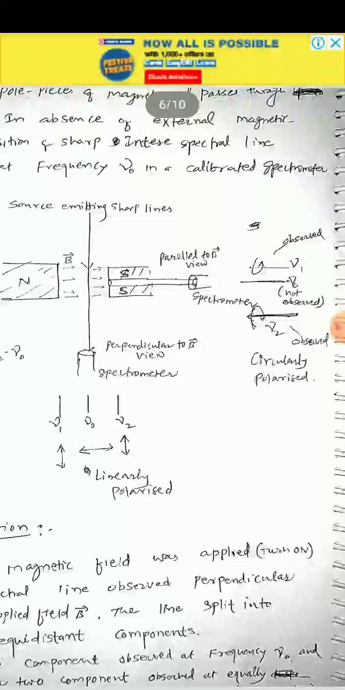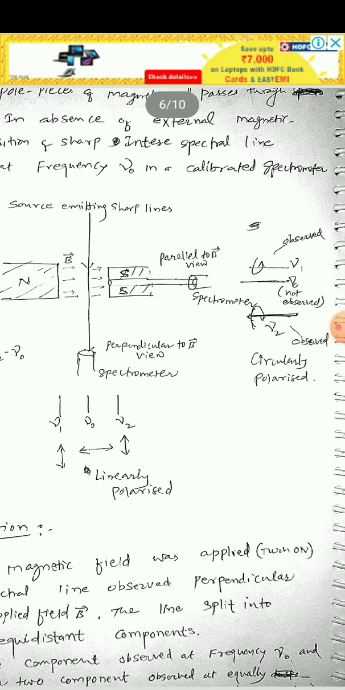when viewed parallel to the magnetic field. In this case two lines are clearly observed, at frequencies nu 1 and nu 2, and the nu naught frequency is not observed. If we take the difference between nu 1 and nu 2, that is 2 times delta nu. So this nu naught frequency is absent, and this splitting of spectral lines is circularly polarized.